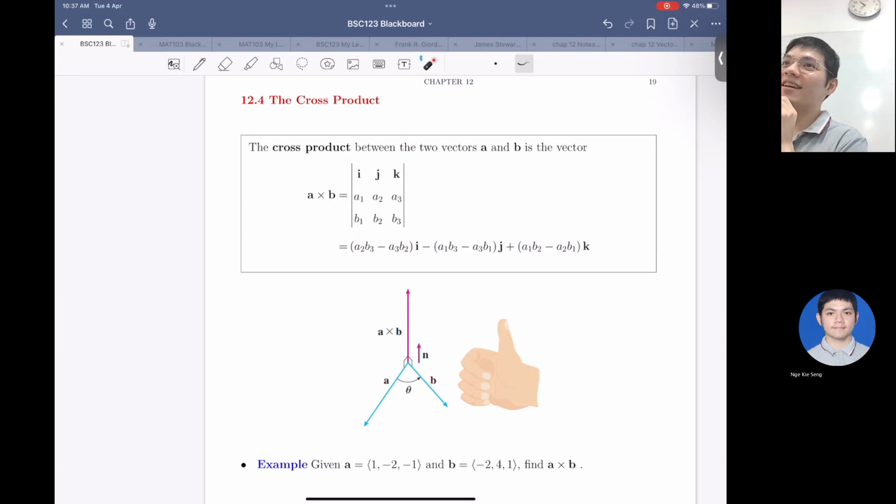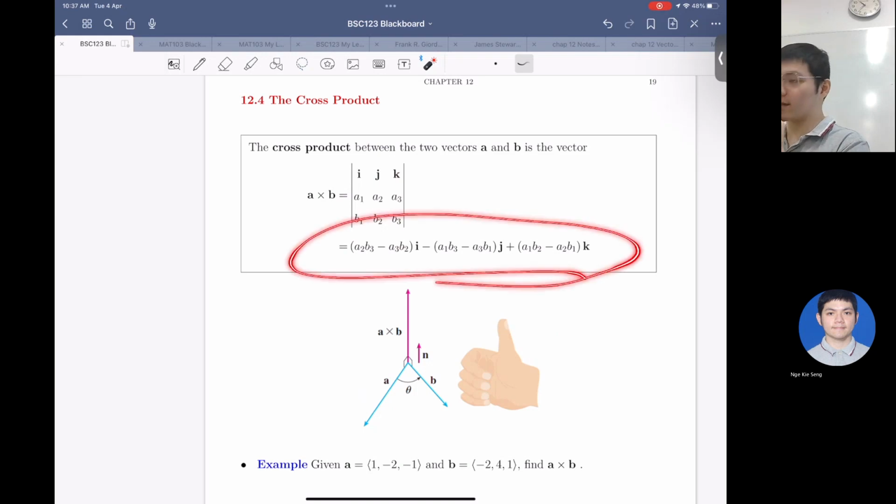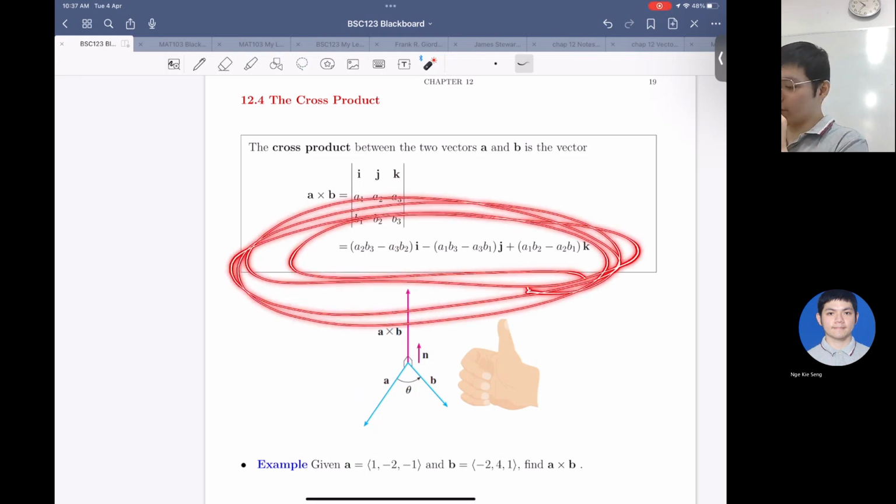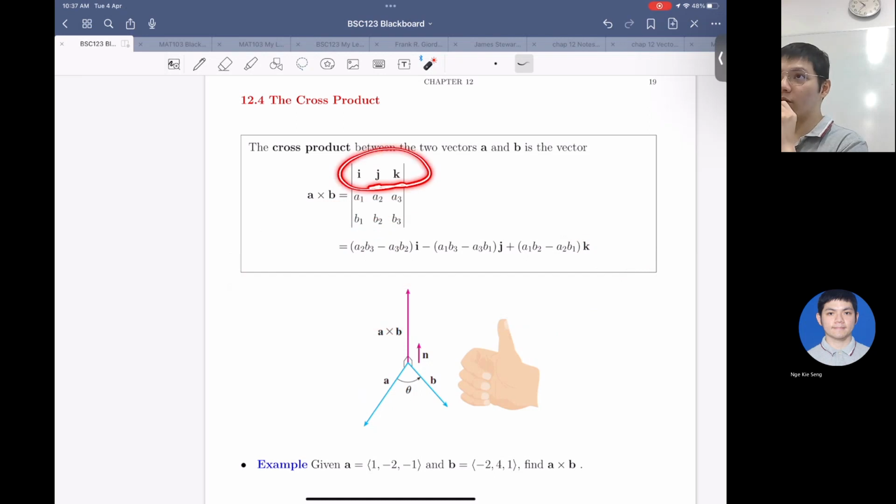Not quite. What's this notation here? Determinant. Okay. So you are finding a determinant of a 3 by 3 matrix. Okay. So for determinant of a 3 by 3 matrix, you can use cofactor expansion. So this is the cofactor expansion formula here, where you expand across the first row.